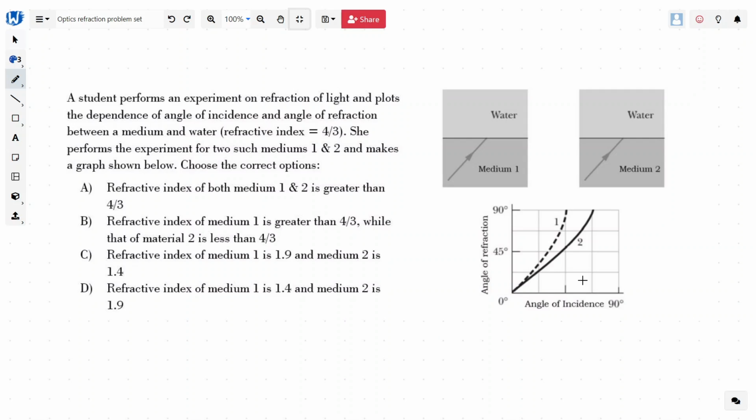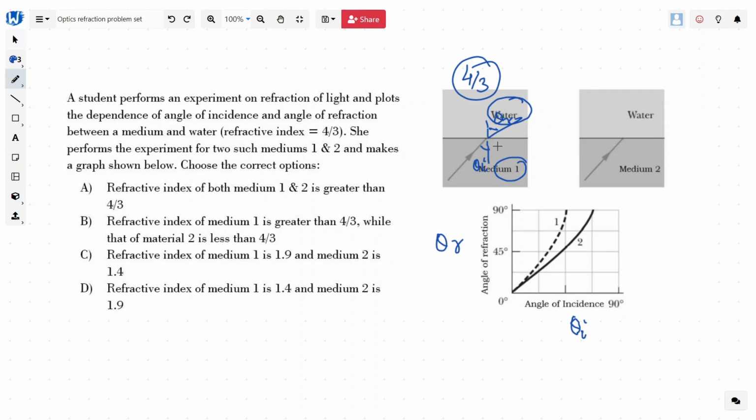Let's see first what it is before we move on to the answer. So now let's look at this graph. Here is our angle of incidence, and here is angle of refraction. We need to figure out if this medium is denser or this one is denser. The question asks whether the refractive index of both the medium 1 and 2 is greater than 4 by 3 or not. Water is given to be 4 by 3. So with that in mind, let's start.